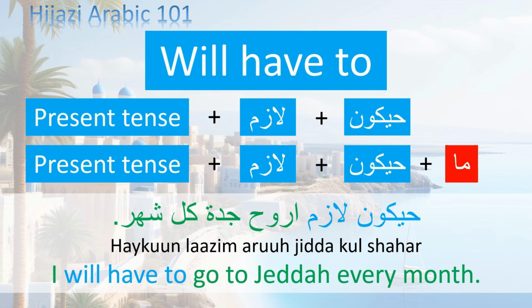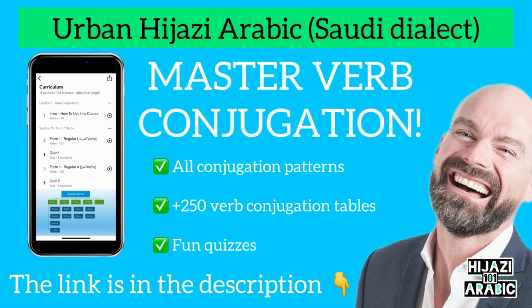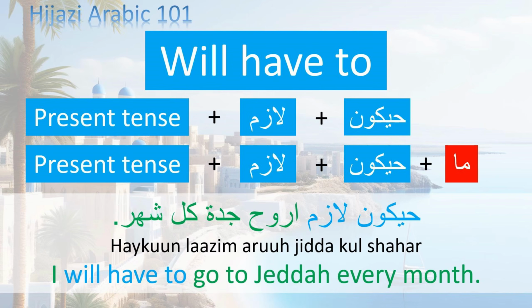Lastly, let's learn will have to and its negation won't have to. So to say will have to, use حيكون followed by لازم and the present tense. حيكون is the future tense of the verb كان. حيكون, using the ha for the future. By the way, if you're interested in learning more about tenses and the verb conjugation, check out my verb conjugation course in the link in the description.